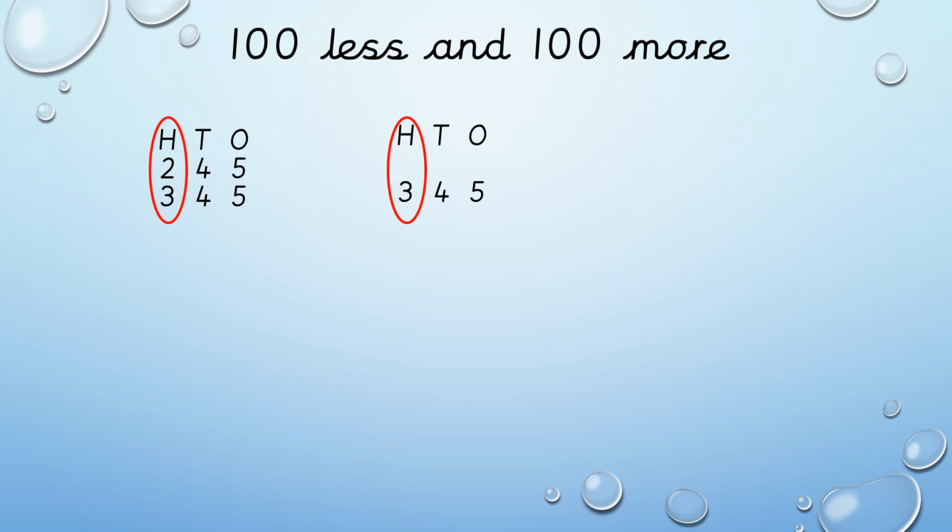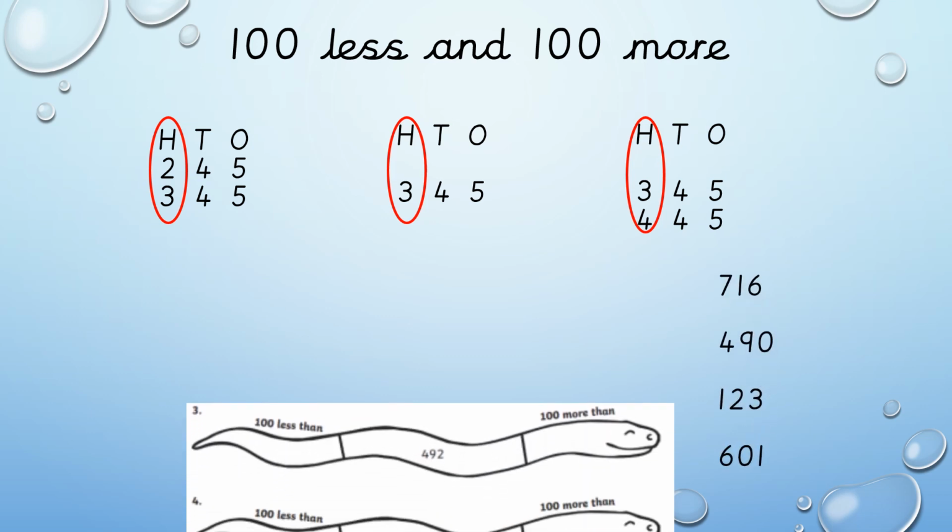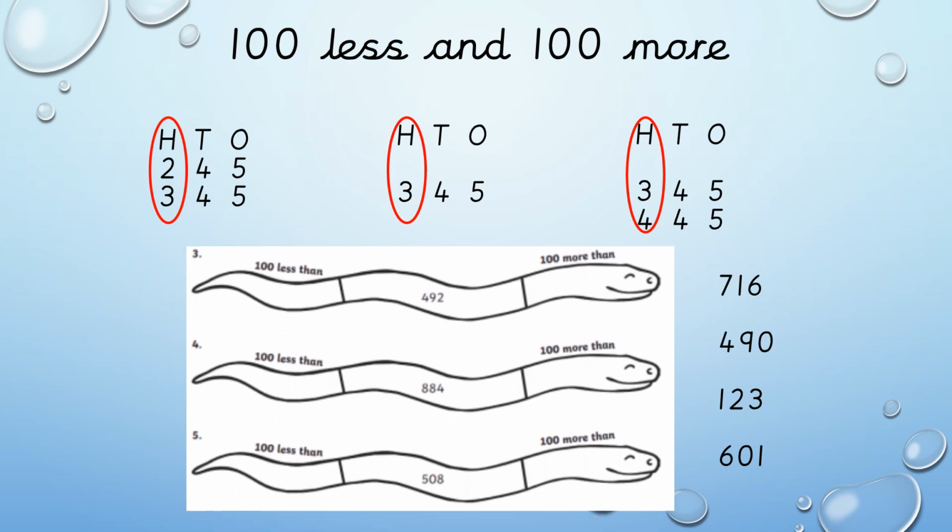Let's use this knowledge to find 100 more than 345. Excellent! 100 more than 345 is 445. We've increased the amount in the hundreds column. Now, try some of your own. Your learning menus this week suggest you make this fun by using the snakes.